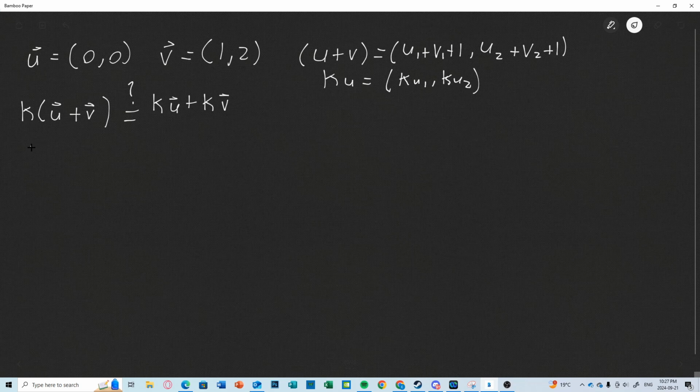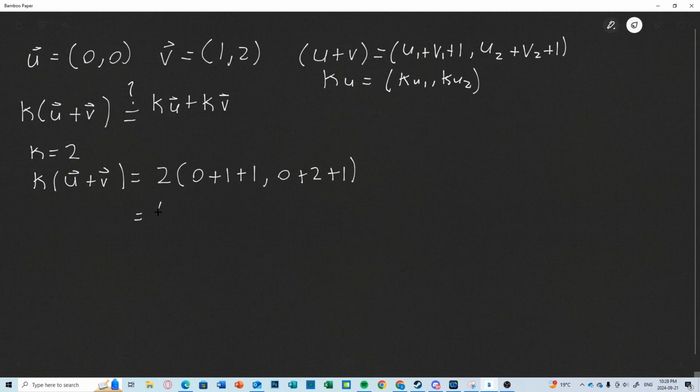So for this question, we have K equal to 2, and we have our U and V up at the top. So what we're going to do is test our K multiplied by (U plus V), which will give us 2 multiplied by our (U plus V). But if you remember our U plus V from up top, it's not just regular U plus V. We have to have U1 plus V1 plus 1. So we're going to have 0 plus 1 plus 1 and 0 plus 2 plus 1, which will give us our new vector of 2 and 3, and multiplied by 2 that gives us 4 and 6.